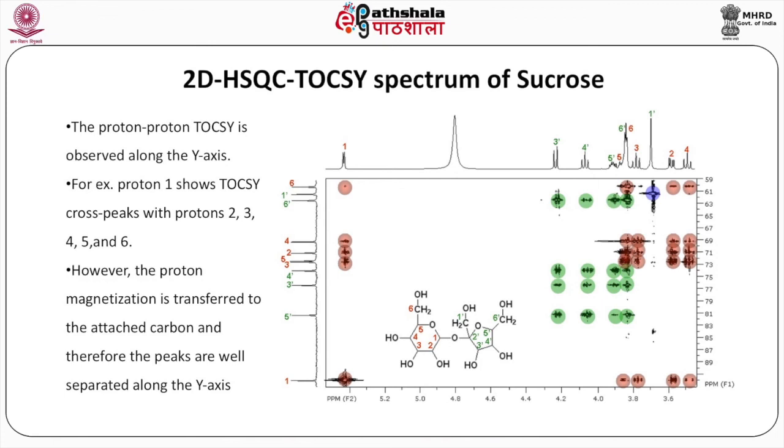Now here we see the 2D HSQC TOCSY spectrum of sucrose. The proton-proton TOCSY is observed along the y-axis. For example, proton 1 shows TOCSY cross peaks with protons 2, 3, 4, 5 and 6. However, the proton magnetization is transferred to the attached carbon and therefore the peaks are well separated along the y-axis.